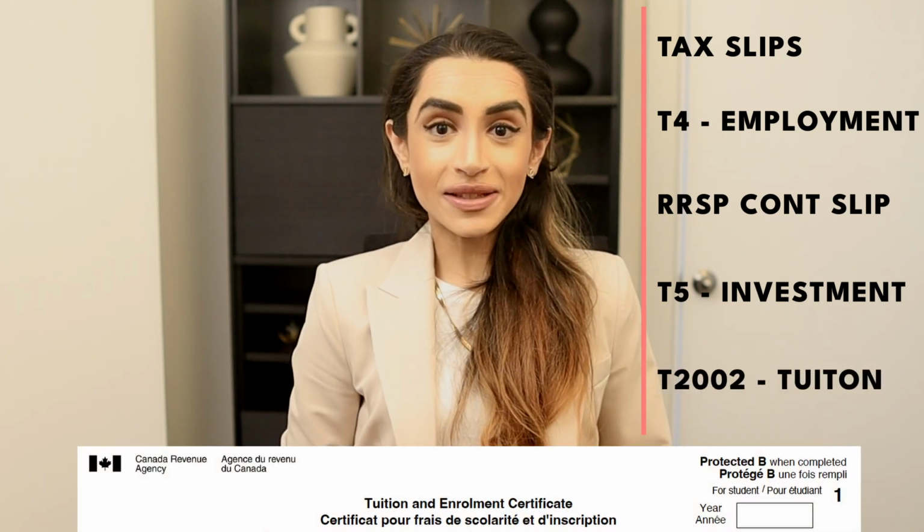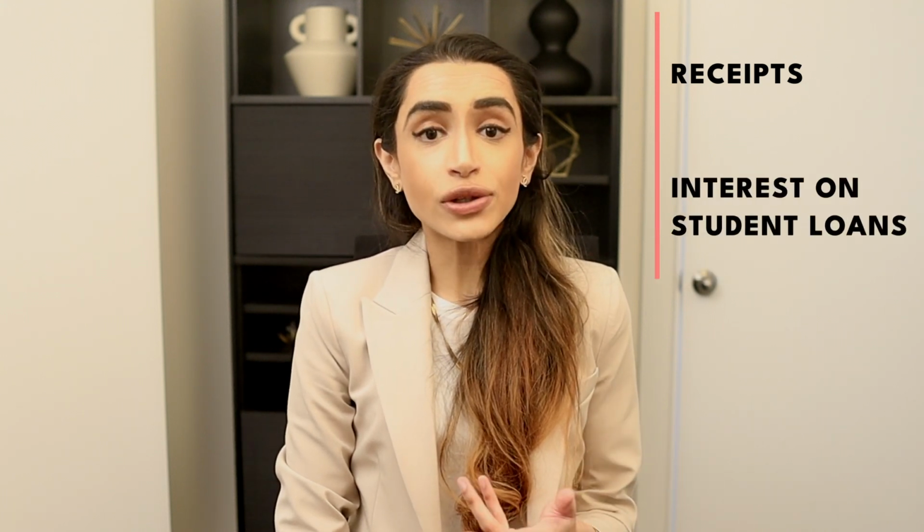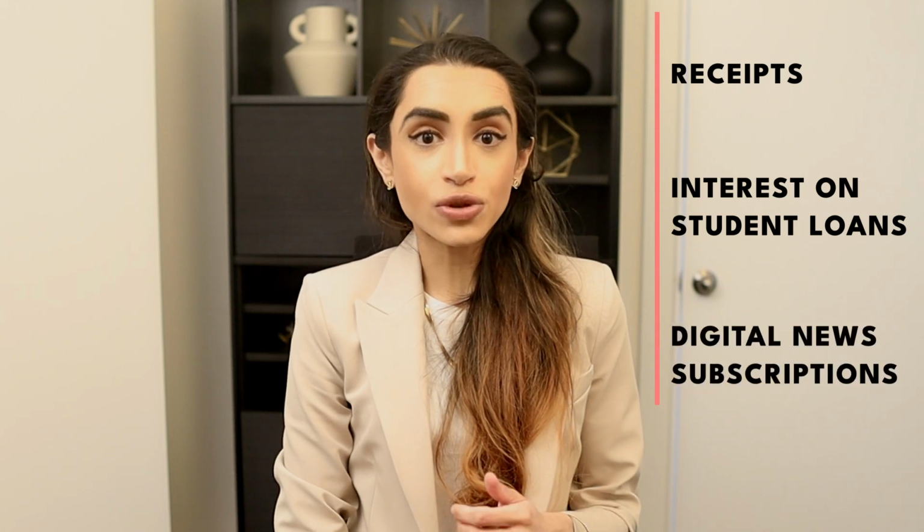Your tuition payment slip. Common receipts that you need to get in order are medical expense receipts, childcare expense receipts, charitable donation receipts, receipts for expenses relating to your rental property, interest payments on student loans, digital news subscription receipts.